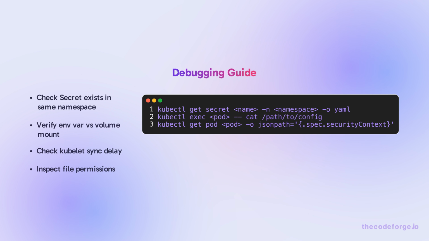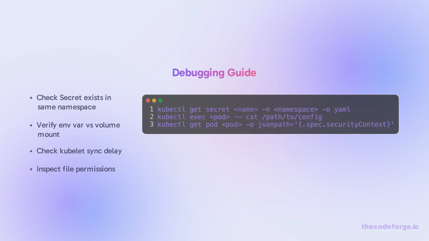When debugging configuration issues, start by verifying the secret exists in the correct namespace. Check if the config is injected as an env var or volume mount. For volume mounts, wait up to 60 seconds for kubelet sync. Inspect file permissions with kubectl exec.